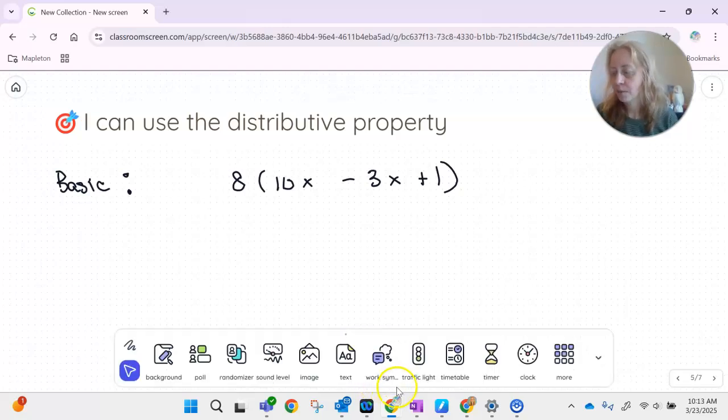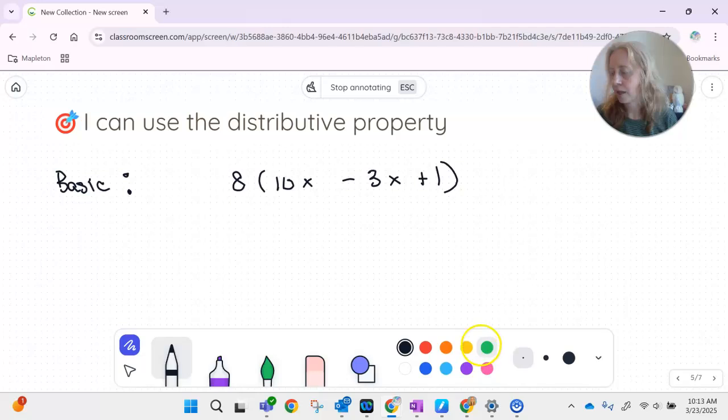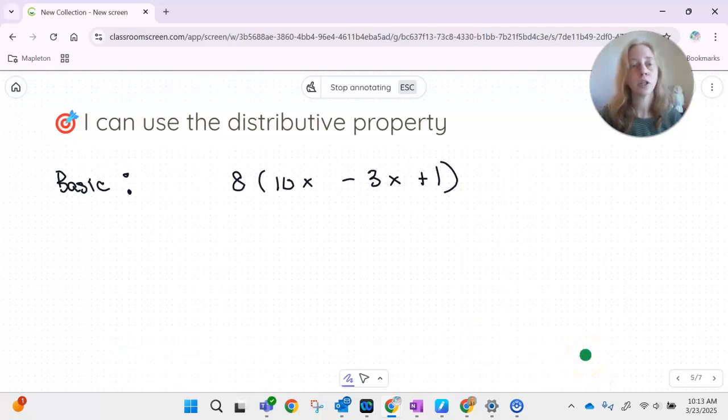So we're going to start with the most basic one first. Let me get a different color pen here. You've learned the distributive property before, and this is what you know how to do, hopefully. So when you have something in parentheses, remember this is called a polynomial, and we have a number out in front, we're going to multiply that number by each of the terms inside the parenthesis.